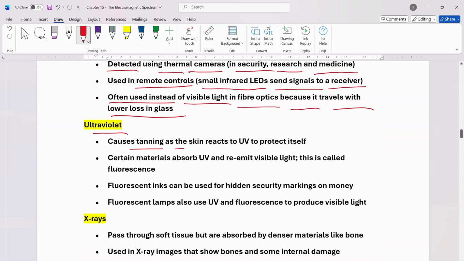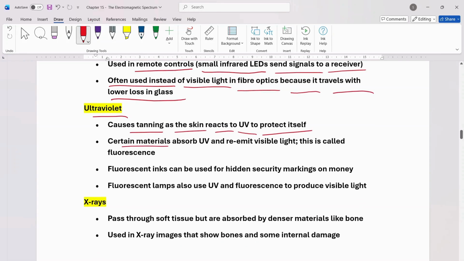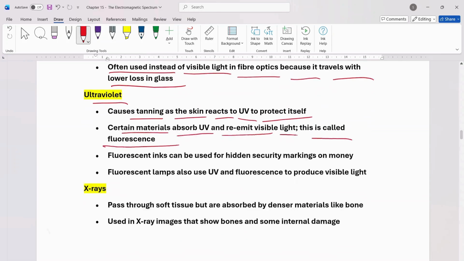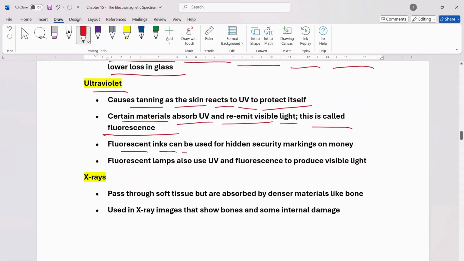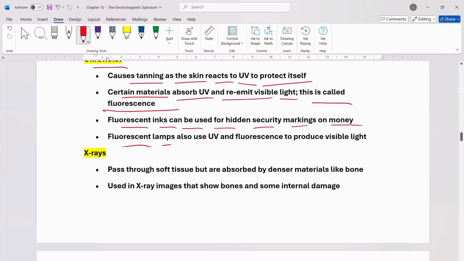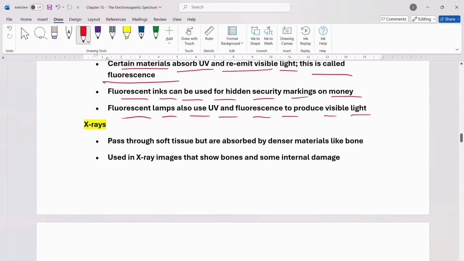Ultraviolet causes tanning, as the skin reacts to UV to protect itself. Certain materials absorb UV and re-emit visible light. This is called fluorescence. Fluorescent inks can be used for hidden security markings on money. Fluorescent lamps also use UV and fluorescence to produce visible light.